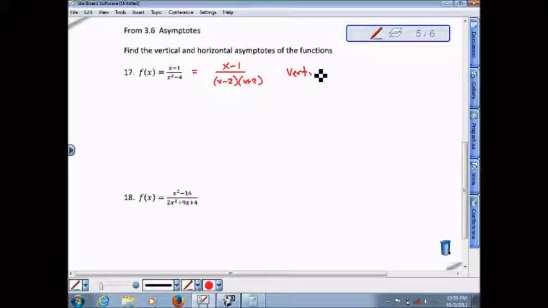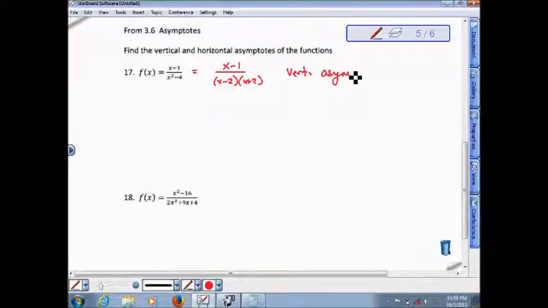So vertical asymptotes are x equals 2, x equals negative 2. The horizontal asymptote, if we compare the degree of the numerator, it's degree 1. The degree of the polynomial in the denominator is degree 2. Now, horizontal asymptotes can happen one of three ways. If the degree in the numerator is smaller than the degree in the denominator, then the horizontal asymptote is the line y equals 0.